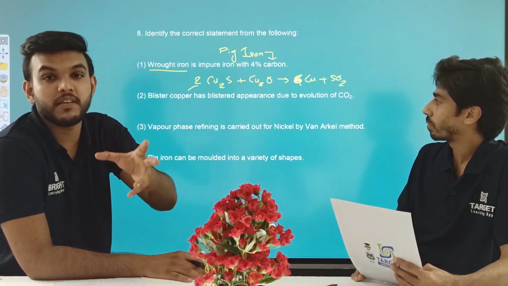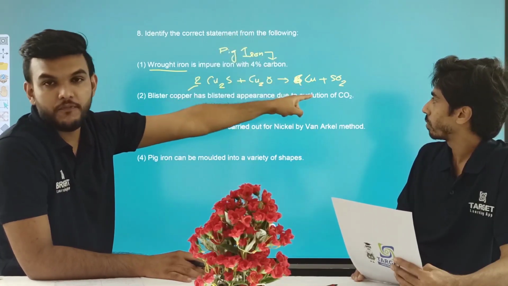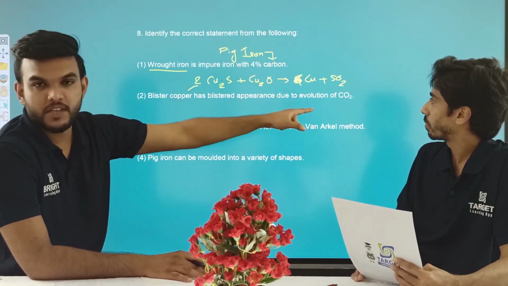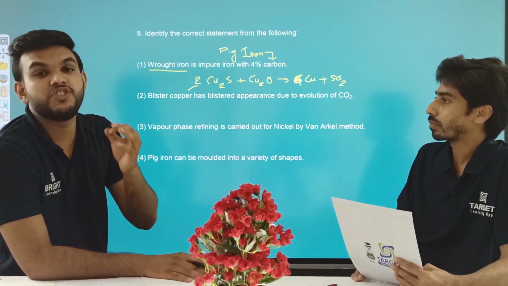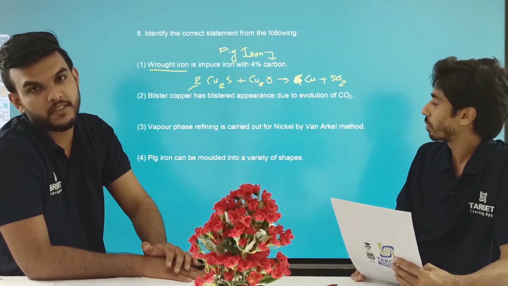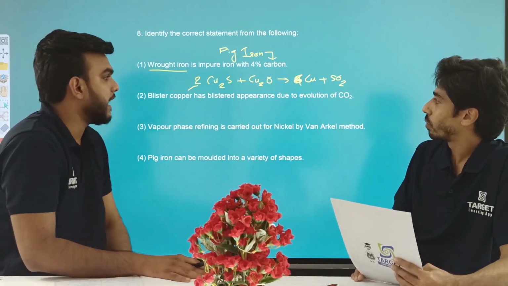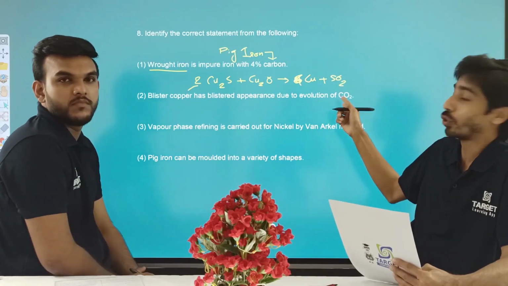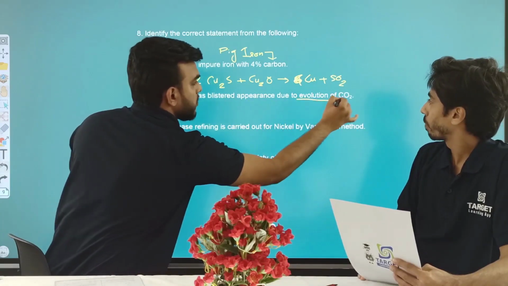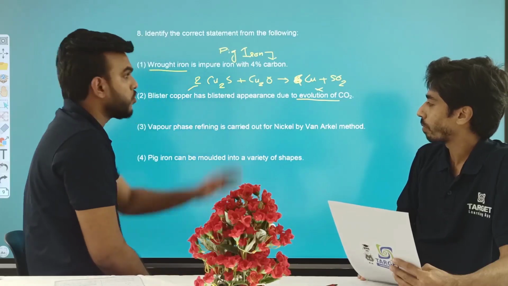This shining appearance is due to the presence of sulfur dioxide. This concept you are studying in the chapter metallurgy, that is general principles and isolation of metals, a chapter in grade 12. That blistered appearance is due to the evolution of SO2 and not by CO2. The evolution of CO2 is a wrong concept. So the first one is wrong.